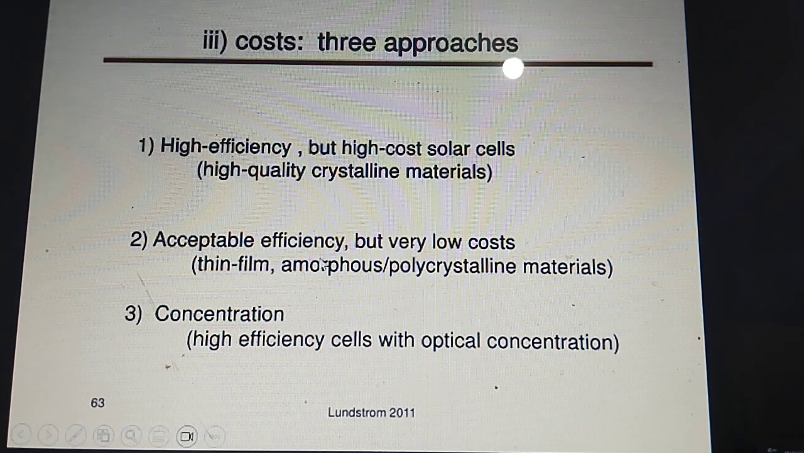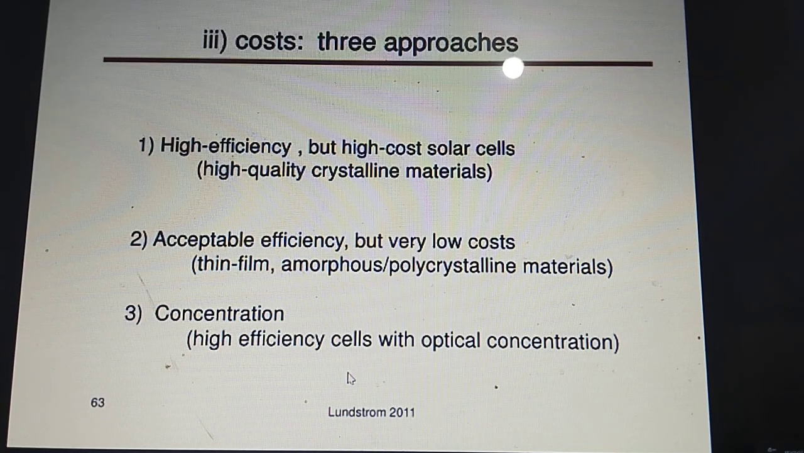Second approach, acceptable efficiency. That means I want low cost, and I am ready to compromise the efficiency. Then I will use thin film or amorphous polycrystalline material absorber layers. Third one is concentration: high efficiency cells with optical concentration. So you must have seen in the table also, the highest one has been possible with optical concentration. So these are the three approaches which are kept in mind while developing solar cells by the R&D people.